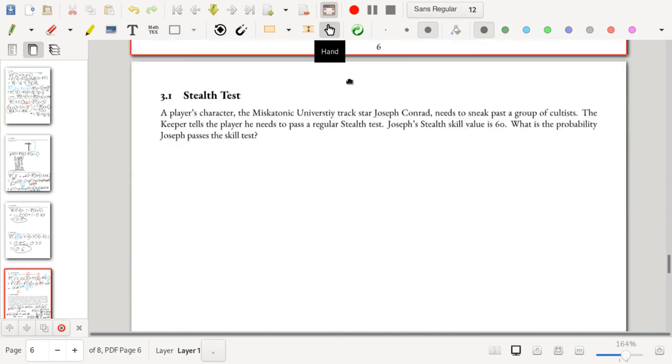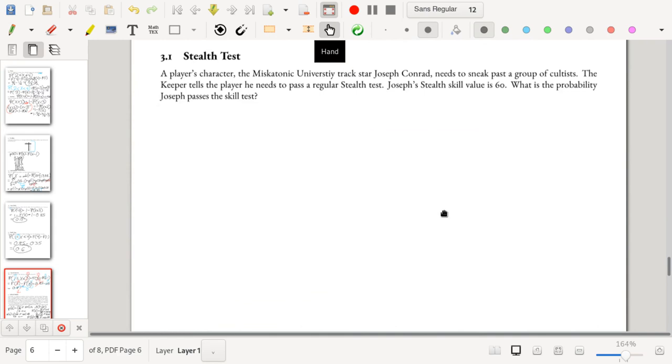Okay, so a stealth test. A player's character, the Miskatonic University track star Joseph Conrad, needs to sneak past a group of cultists. The keeper tells the player he needs to pass a regular stealth test. Joseph's stealth skill value is 60. What is the probability Joseph passes the skill test?